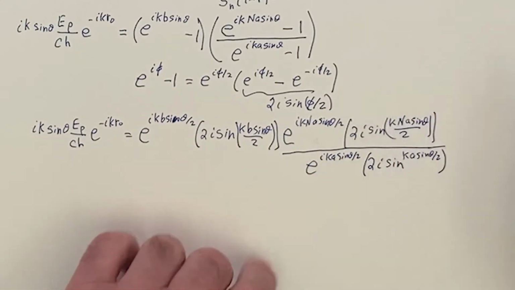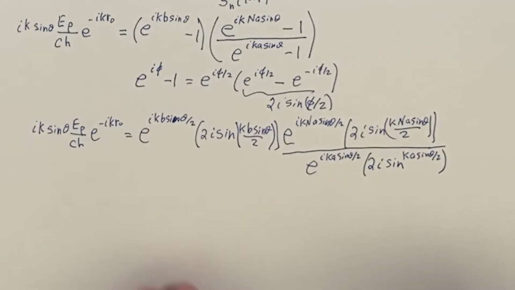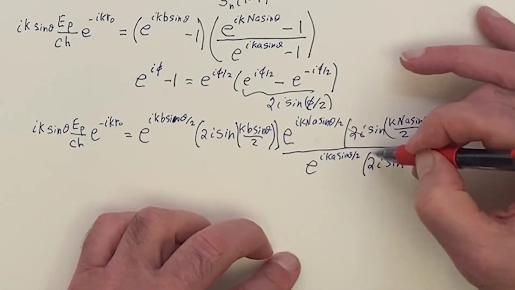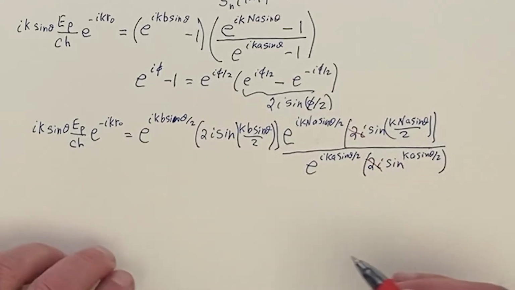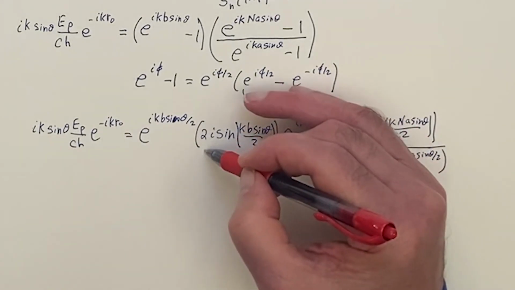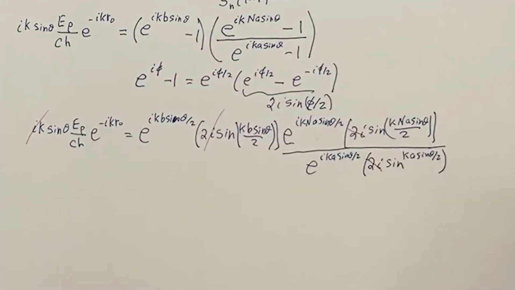Notice that these 2 i's here are going to go out. And notice also that this i will go out with that i. So I'm going to write this again with those cancellations. And if we do that, make one more thing.